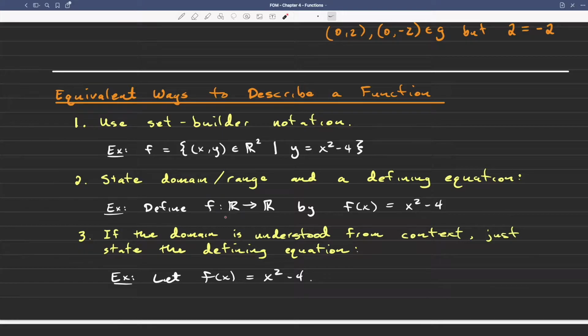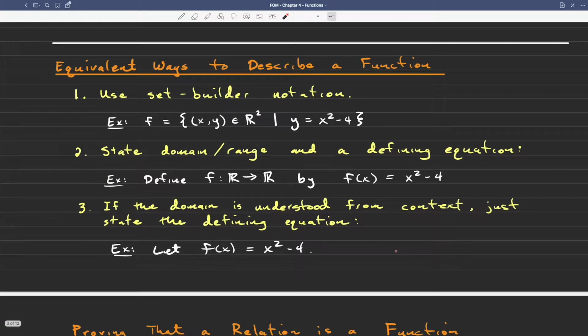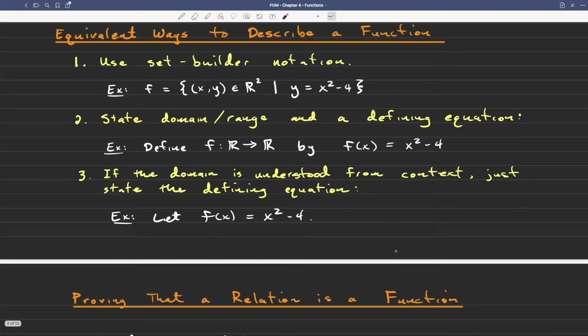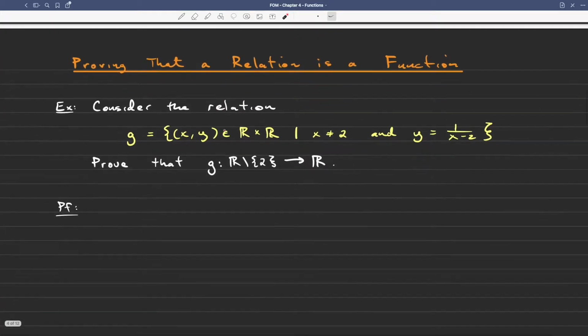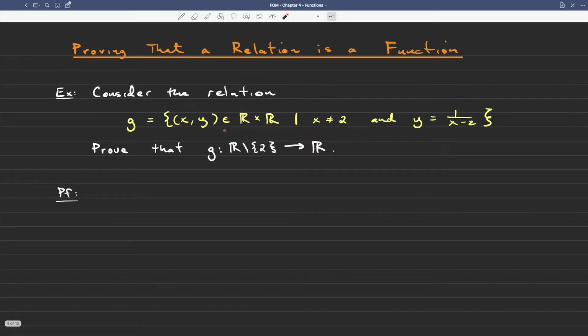So if the context is clear, you can get by without being so precise about stating domain and range, or domain and codomain. But when in doubt, I think either one or two are the way to go. So next, let's talk about how do we prove that a given relation is a function. Let's do it for this example here.